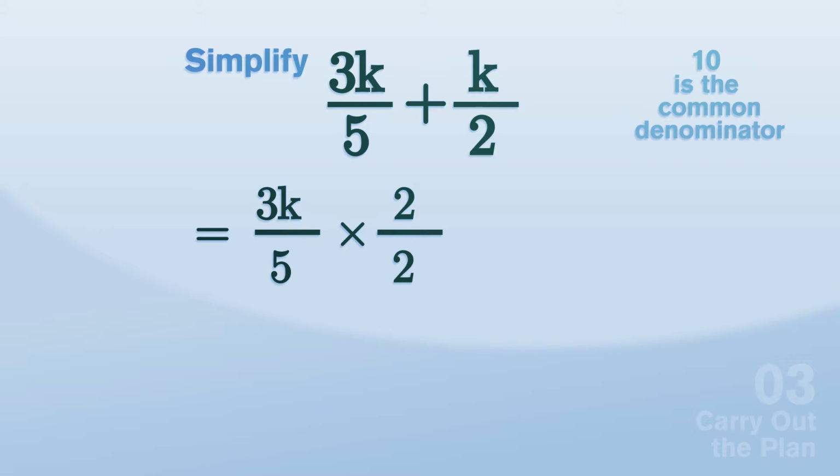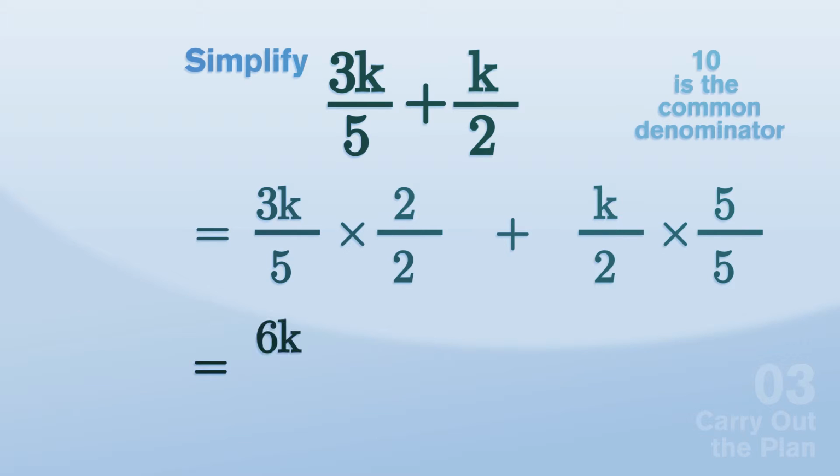For the second term, k on 2, 2 is multiplied by 5 to get 10, so we multiply the top and bottom by 5. When we multiply fractions, we multiply top and bottom. So 3k times 2 is 6k, and 5 times 2 is 10. So our first term becomes 6k on 10. The second term, using the same method, becomes 5k on 10.